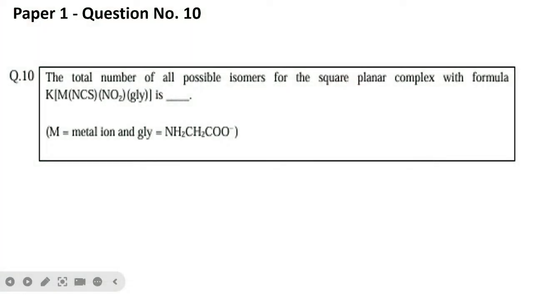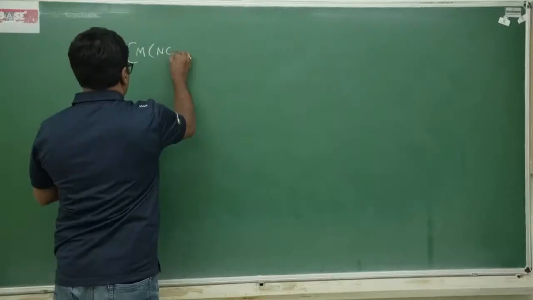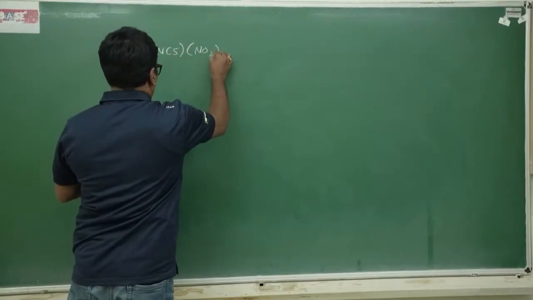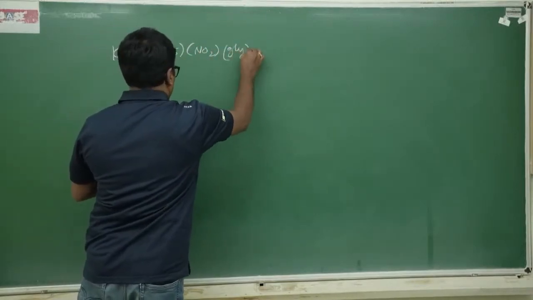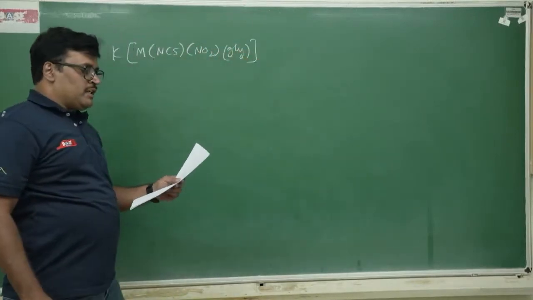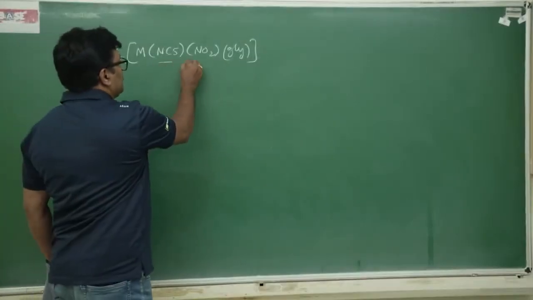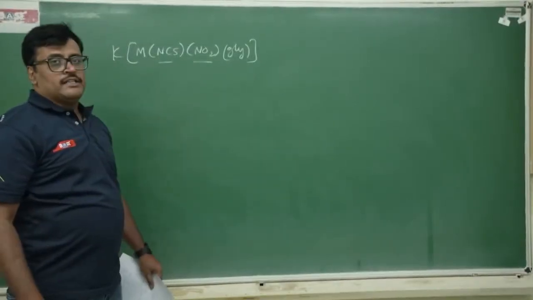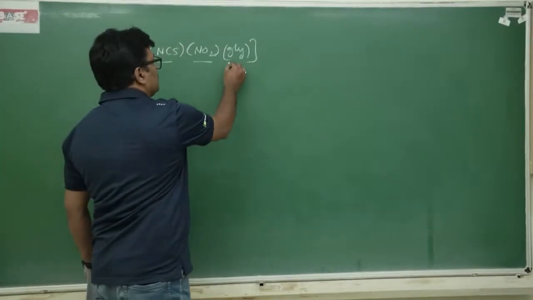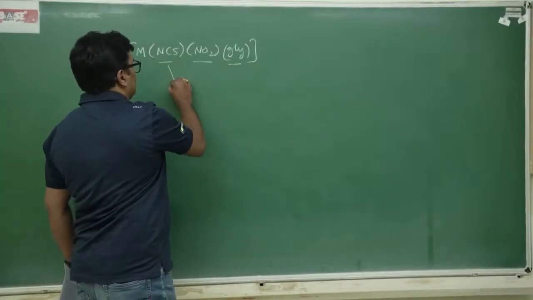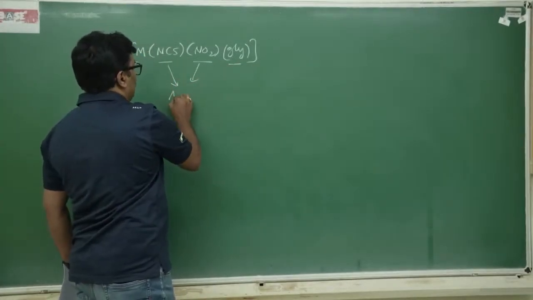The question asks for the total number of all possible isomers for the square planar complex with the formula K[M(NCS)(NO2)(gly)]. Here, in this complex, NCS and NO2 are two ambidentate ligands, and glycinato is an unsymmetrical bidentate ligand.